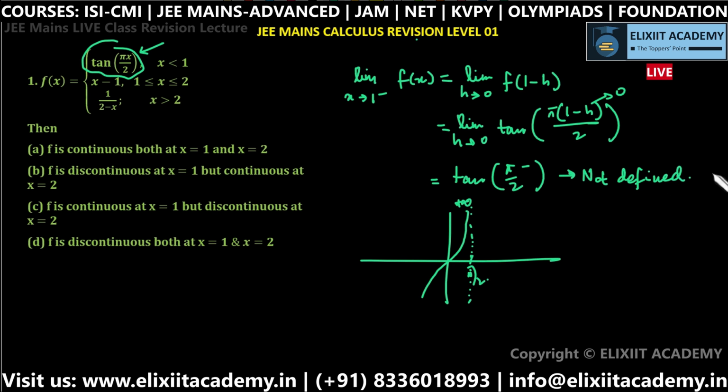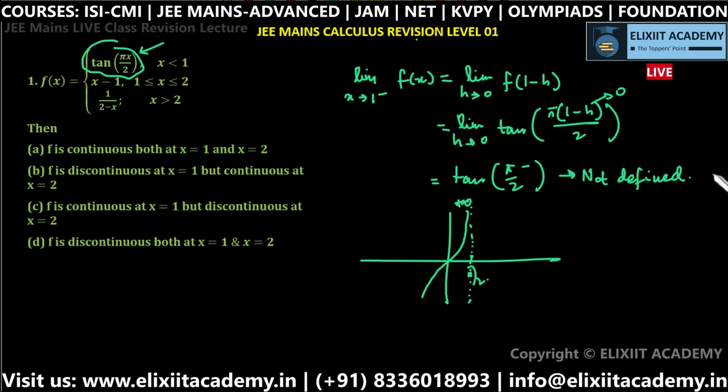So basically this is not defined at x equals 1. So no need to check the right hand limit now. In case you want to check, you can check, but still there is no need to check the right hand limit, because obviously the left hand limit itself does not exist. So this is not defined. Right, so obviously this is discontinuous at x equals 1. Okay, so this has to be discontinuous at x equals 1.